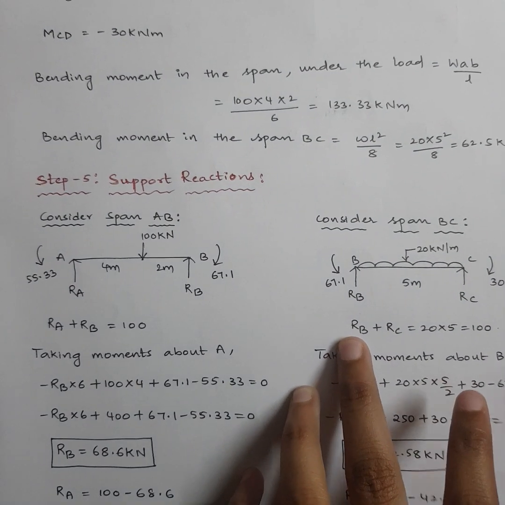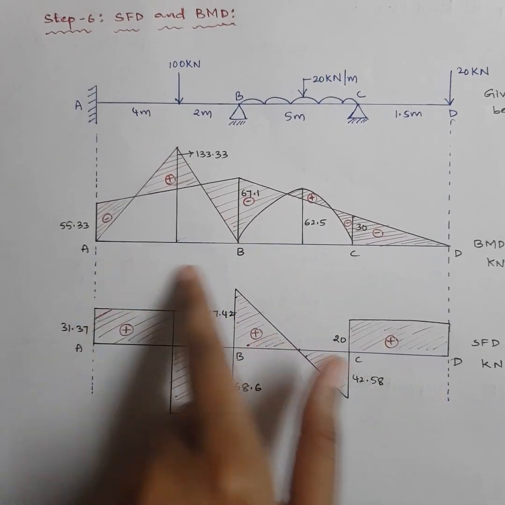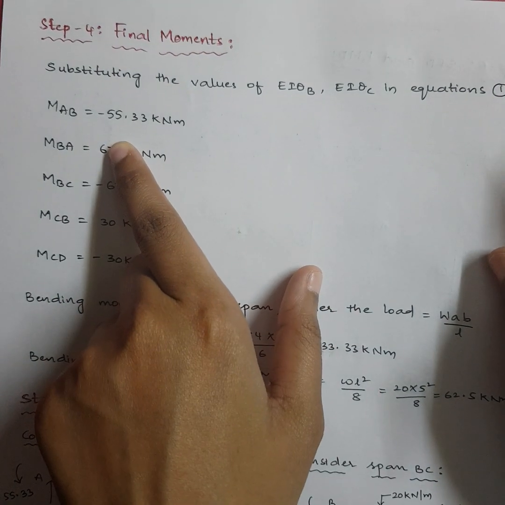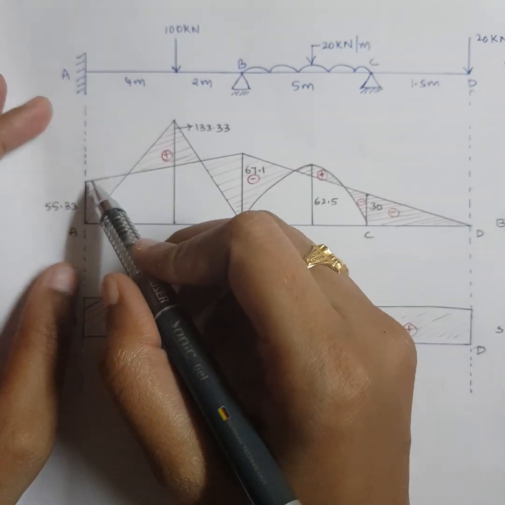I'll explain you first the bending moment diagram, then I'll explain you support reactions. So see here, this is our bending moment diagram. See, up to this part only. First draw a line. We got MAB, right? How much was our MAB equal to? It was minus 55.33. So I have drawn minus 55.33.